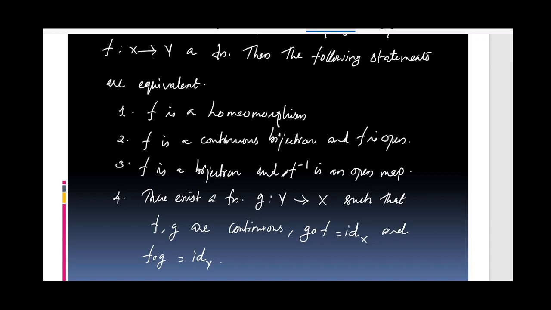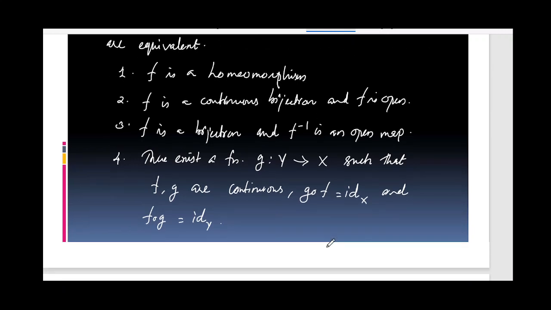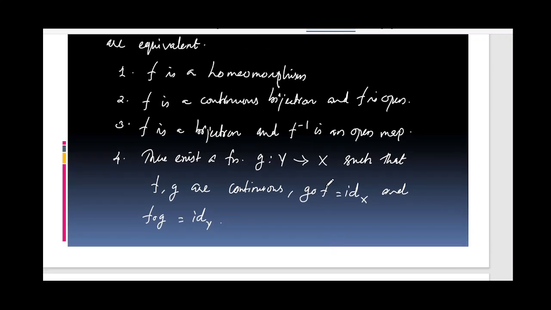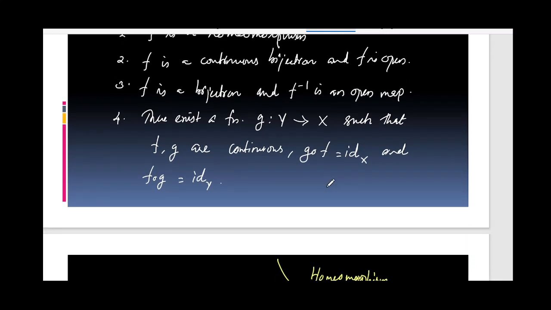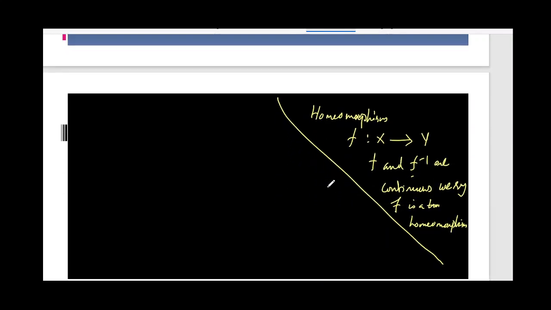Now the third one: f is a bijection and f inverse is an open map. The same way. Now the fourth one: there exists a function g from Y to X such that f and g are continuous. Then these follow very easily, right? That is, g is nothing but f inverse. Okay. Next, we have one more definition.